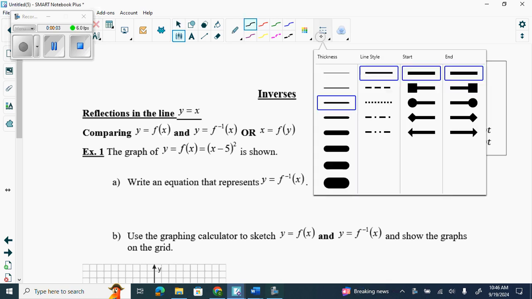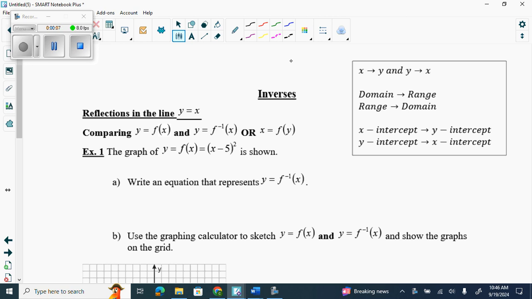Okay, so inverses, pay attention. I think this lesson is really easy and you guys will do terribly on it, and I don't want that to happen because it is actually a really easy lesson compared to the rest of the transformations. This one's a standalone in the unit.